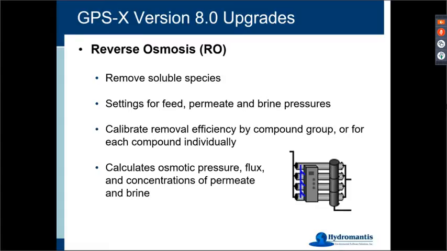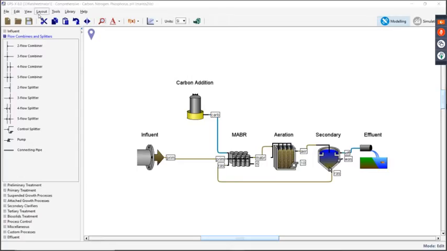So we talk a little bit about the reverse osmosis unit. This was actually work that we started out in the process water library, but then have now brought it into GPSX as well. So you specify the physical configuration of these RO units, and then you can calibrate the removal efficiency. You can use the operational settings for things like feed pressure and so on. And then we can remove soluble components out of that waste stream.